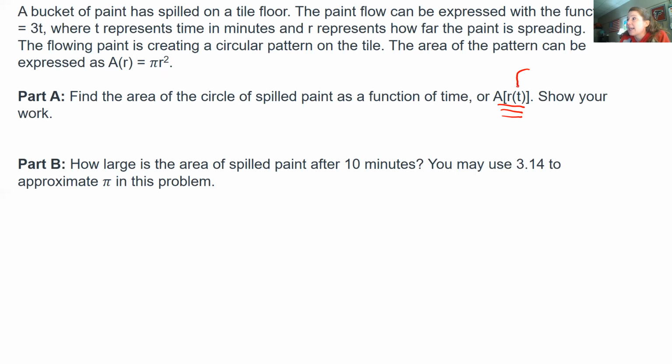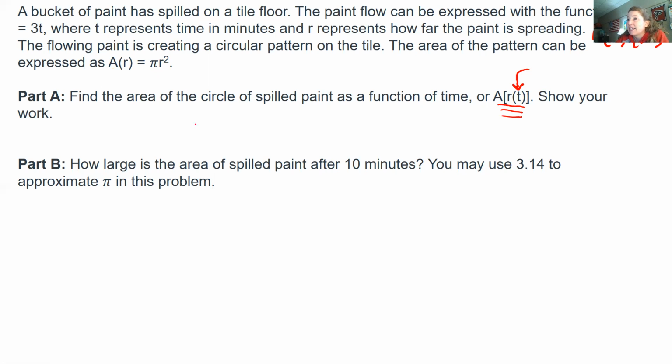On this problem, you work from the inside out. So you take what's inside the brackets, which is R of t. R of t is equal to 3t. So we're going to take 3t and plug it into A of r. What's our variable? Obviously, we know pi. Pi is not a variable, right? It's a symbol. So in r's place, we are going to write 3t.